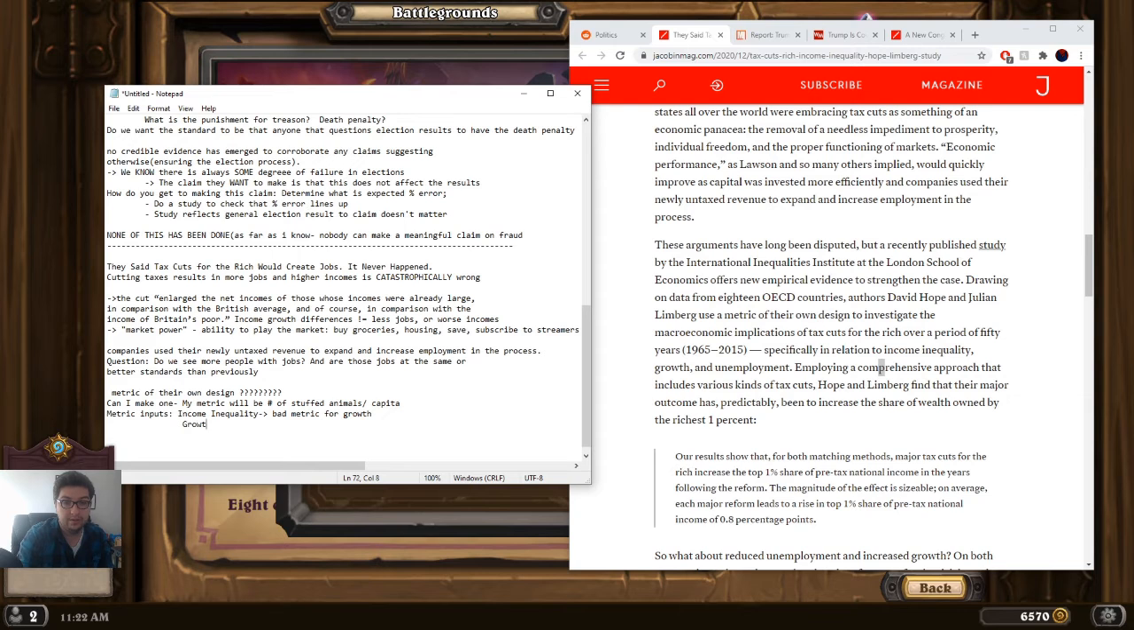Growth. I don't actually know what they mean by that. Do they mean company growth? Like number of employees? It's a little open-ended. And unemployment. All right, so we have one metric that actually matters.